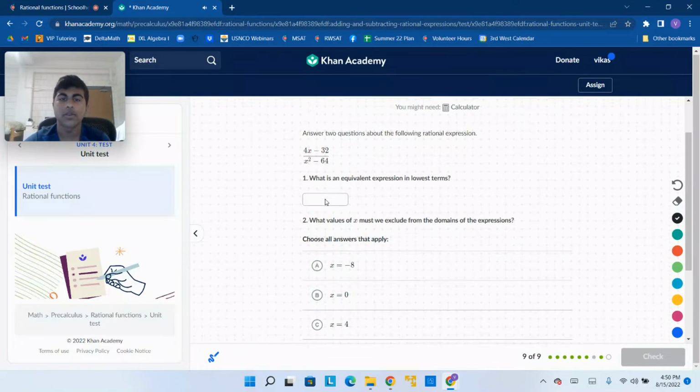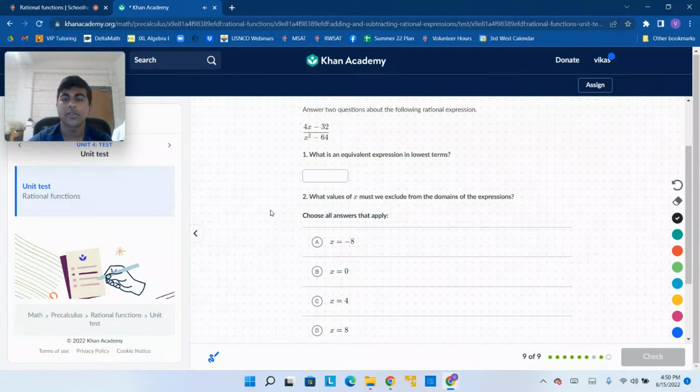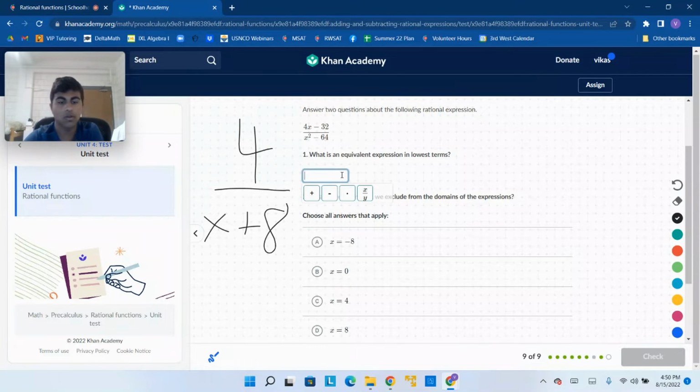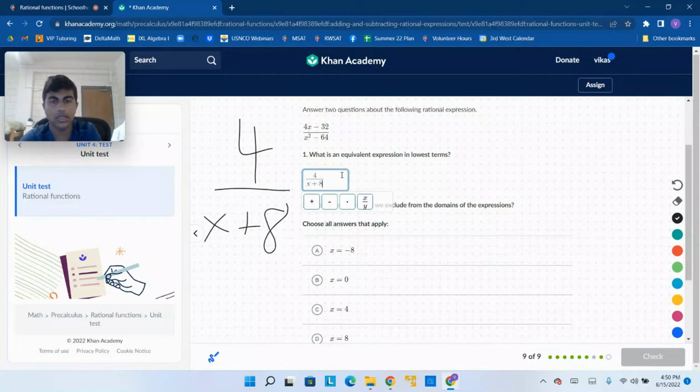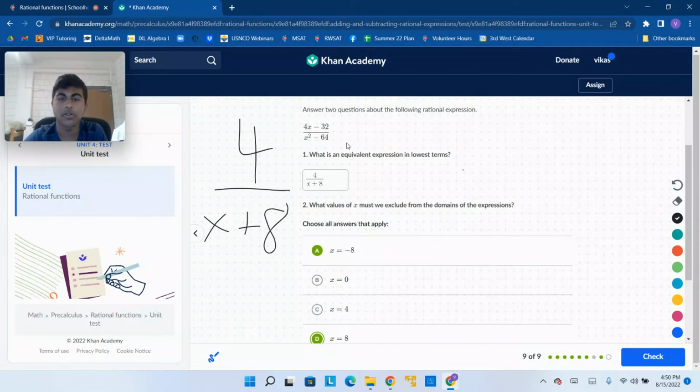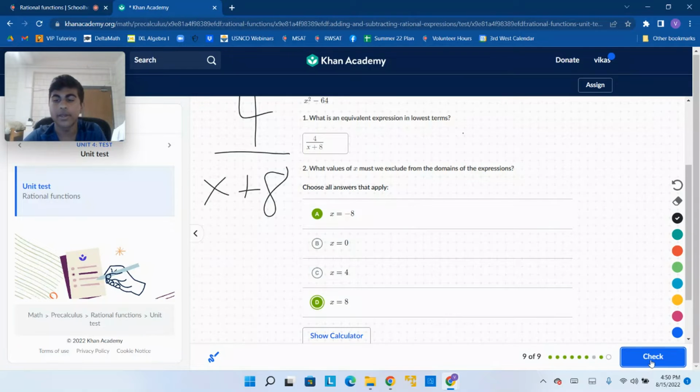And now we have this question. There are 2 questions about this expression. Well, we can factor out the x minus 8, and we end up with 4 over x plus 8. So you can't use a -8 or a +8 in here, because that makes this denominator 0, and we can continue on.